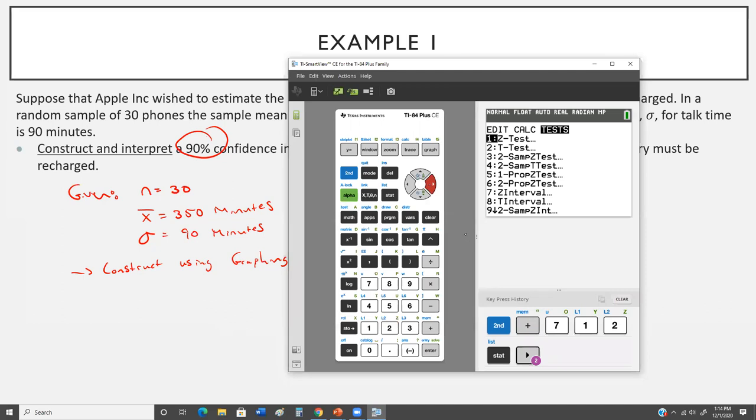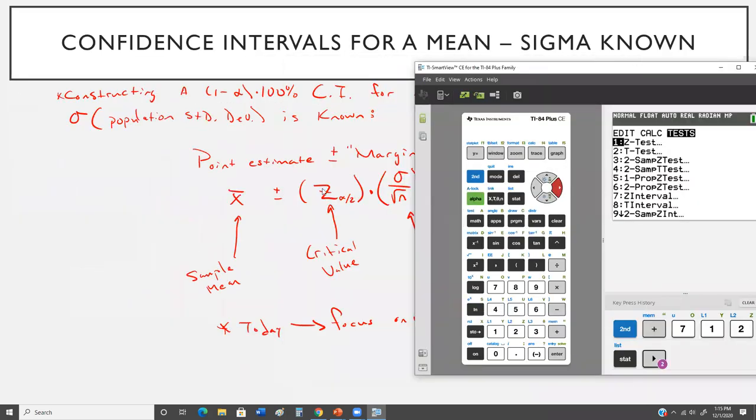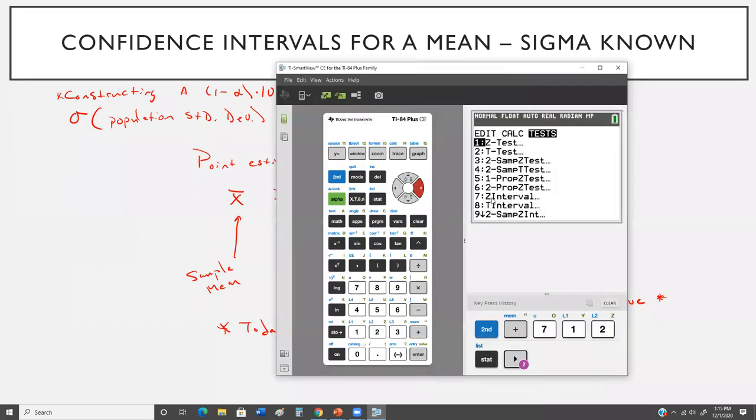I'm just curious, does anybody remember what option we would use for this? I know it's been a while. Yes, thank you. It's option number 7. So you see this thing called Z interval. You know to use the Z interval option when you use this critical value. Whenever sigma is given, you're going to use option number 7, Z interval.